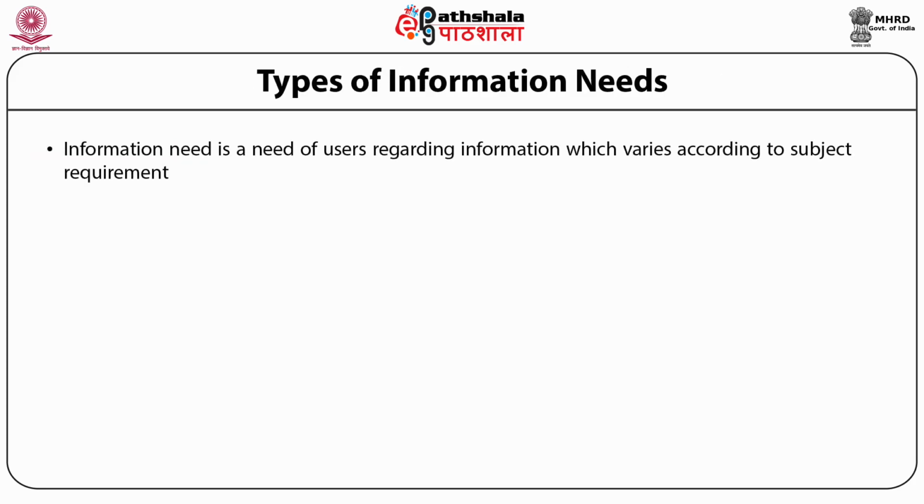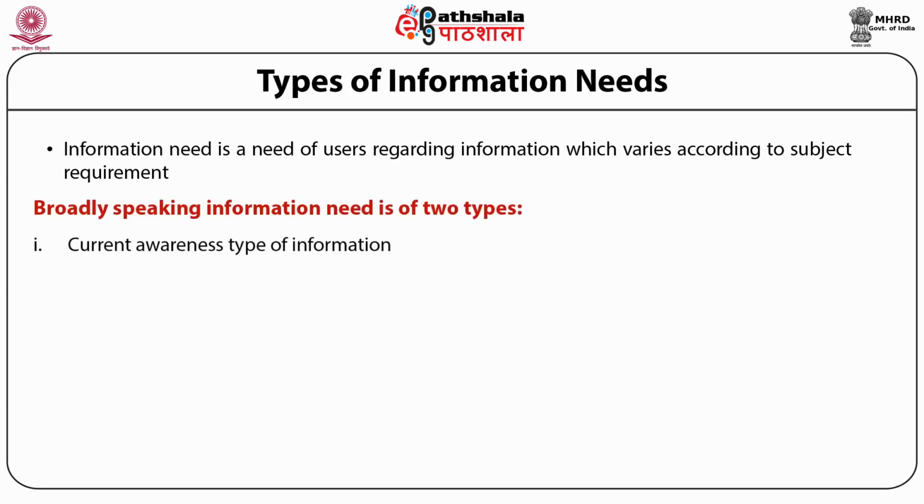Information need is a need of users regarding information which varies according to subject requirement. Broadly speaking, information need is of two types. One is current awareness type of information, whereby he would be asking for information on any subject of topical interest.